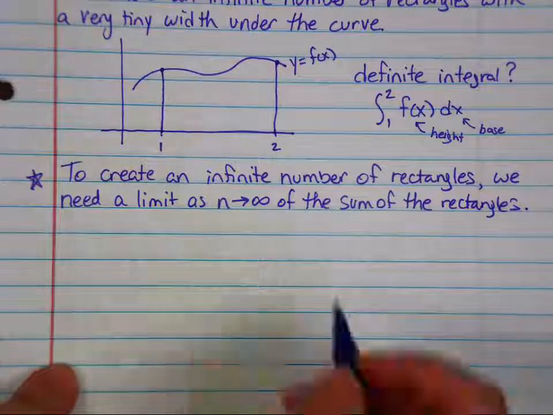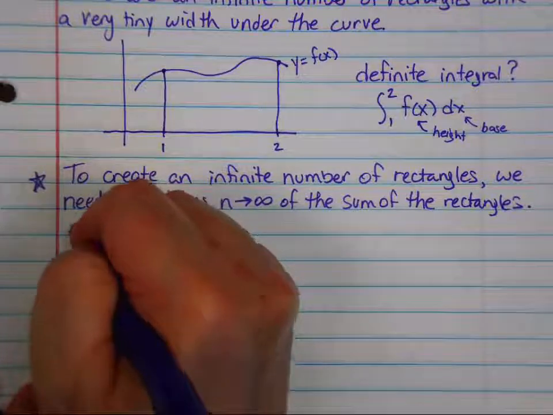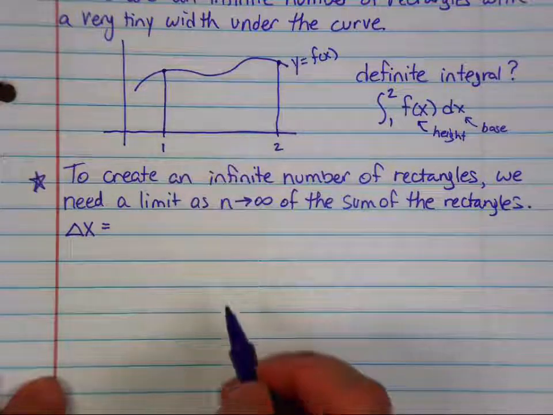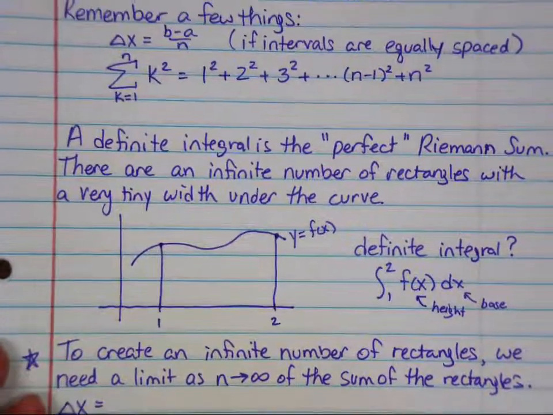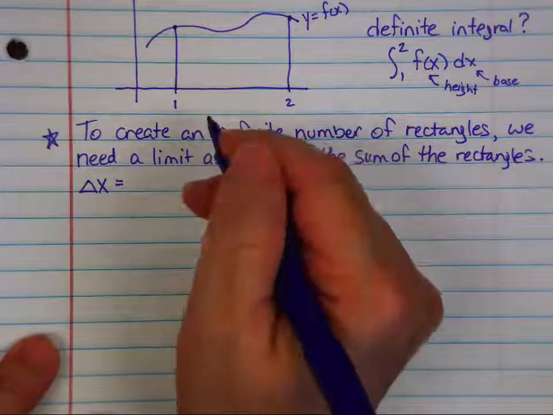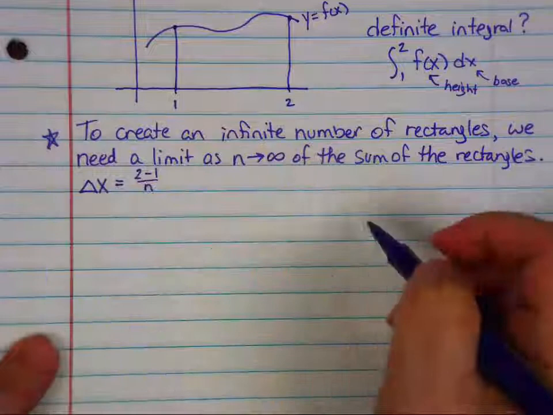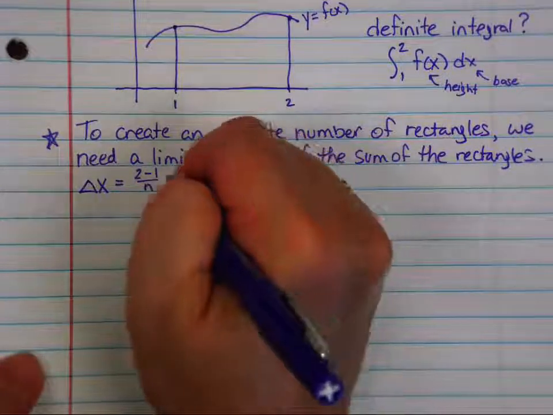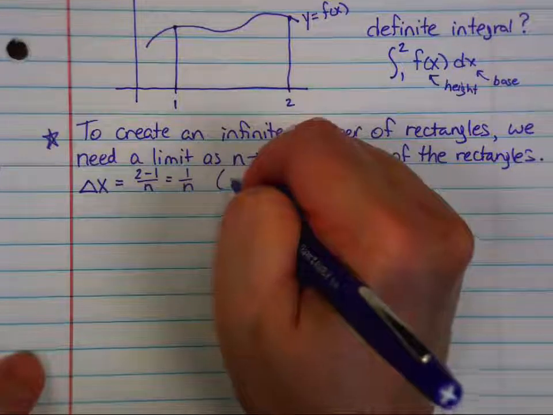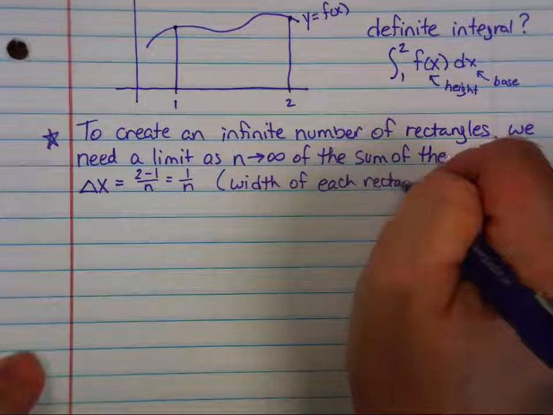Okay? So we're going to kind of draw this on here. First thing I need to figure out is what is delta x in this case. For this specific problem, we wrote at the top of the page that delta x is b minus a over n. So in this case, what is b minus a? What number? It's 1. So it's 2 minus 1 over n. We're leaving that as n because it's going to be infinity later. So this is 1 over n. Now, that represents the width of each rectangle.